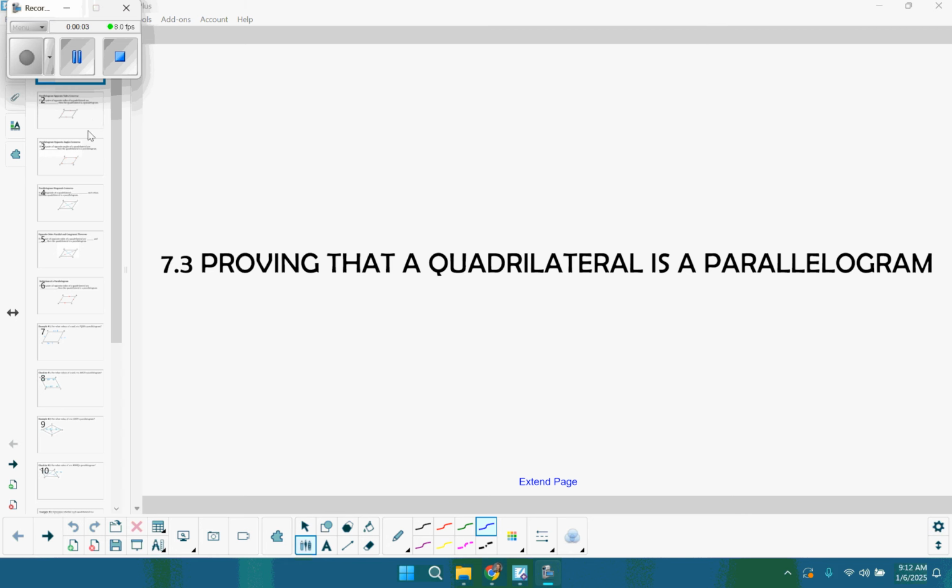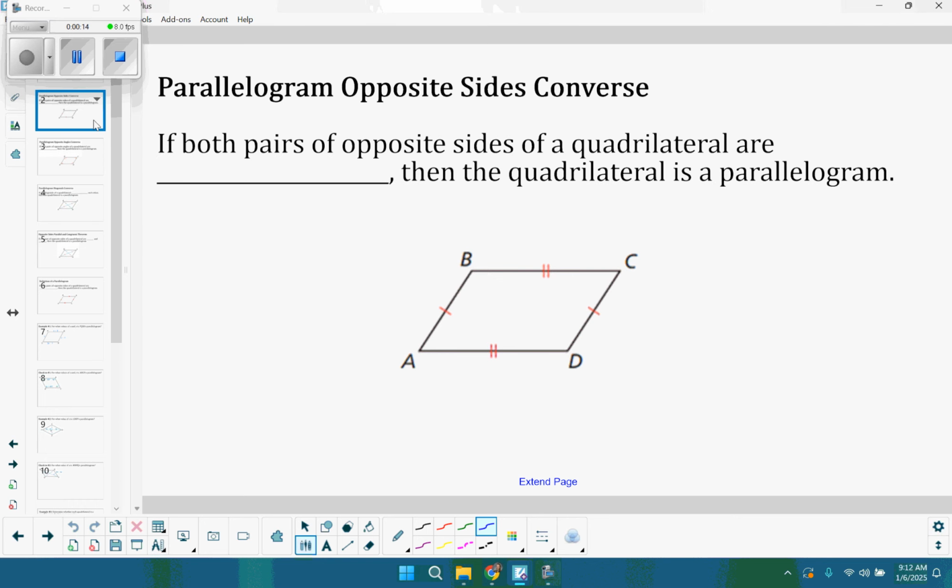This is lesson 7.3, and we're going to talk about how to prove that a quadrilateral is a parallelogram. In our last lesson, we talked about all the properties and the definition of a parallelogram, which all are able to show us if a shape is one. The parallelogram opposite sides converse says if both pairs of opposite sides of a quadrilateral are congruent, then it's a parallelogram. So if it's a parallelogram, they're congruent. If they're congruent, it's a parallelogram.